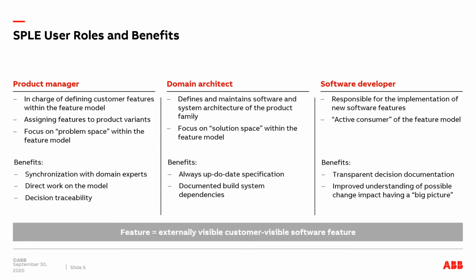To understand which stakeholders we have in our SPLE system, we conducted a number of workshops and discussions. In these discussions, we identified three main roles of users of the feature model and the SPLE system itself. On one hand, we have the product manager, who takes care of defining features. Please remember that throughout this paper, by feature we mean an externally visible feature, something which creates customer value. The product manager defines those features and assigns them to the product variants, so they are focused on the problem space of the feature model.